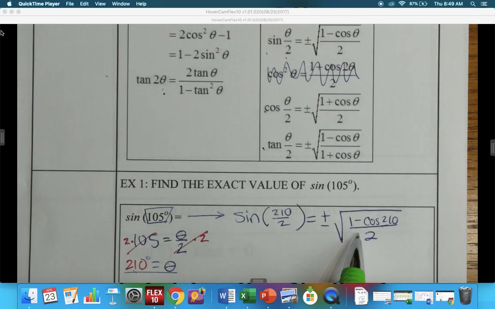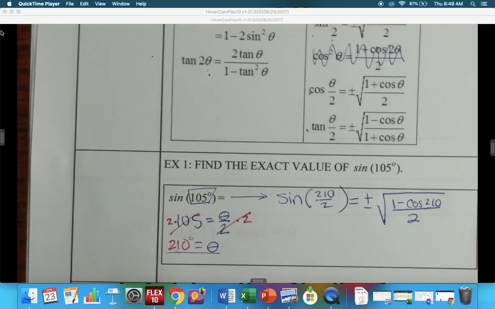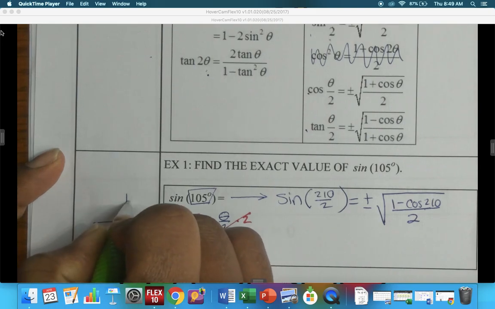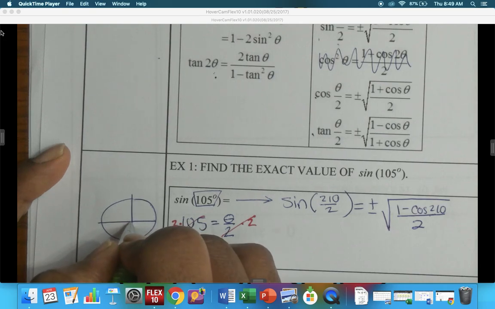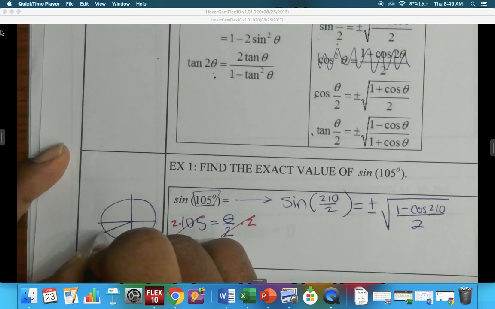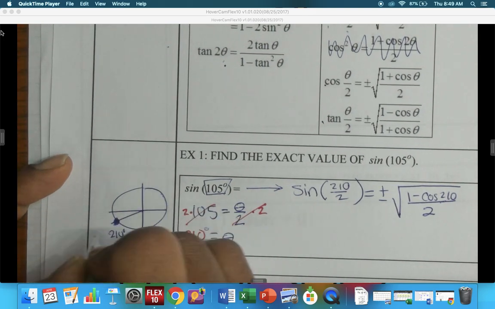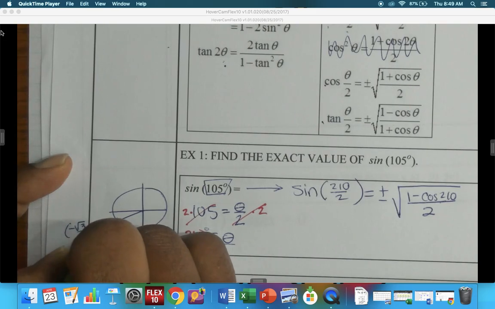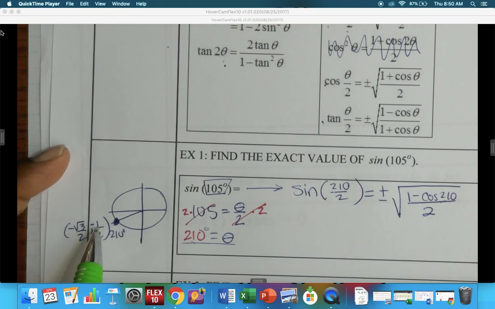Right? And then if I think about 210, where is 210 on the unit circle? Because I need to find cosine of it, and I need to figure out the sign, positive or negative, of my trig ratio. So 210 is over here in quadrant 3. You look at your unit circle, and there's 210. The point there would be negative root 3 over 2, comma negative 1/2, sorry. And in this quadrant, quadrant 3, sine is also negative, right? So I'm not looking for sine of 210. I'm looking for sine of 210 divided by 2.